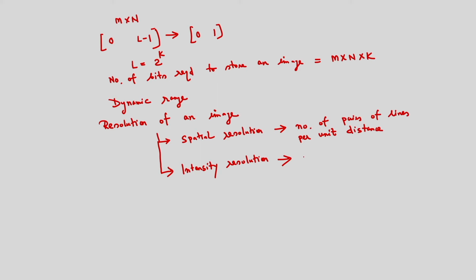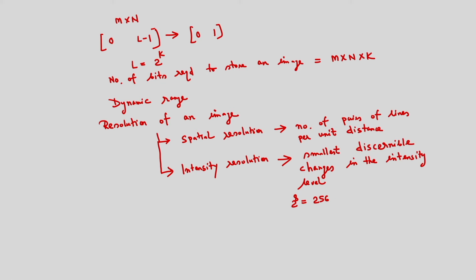So intensity resolution, I can say the definition is the smallest discernible changes in the intensity level. Suppose if I consider 8 bit, so 2 to the power 8 is equal to 256. That means how many intensity levels am I using? The 256 intensity levels I am using.